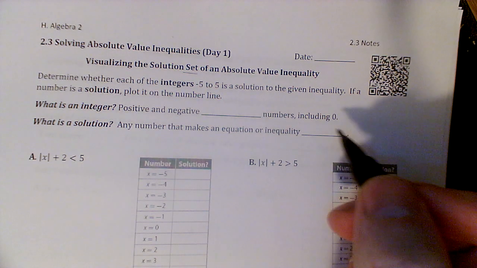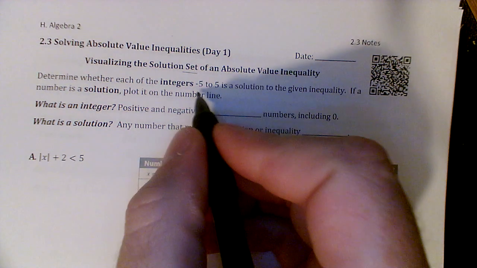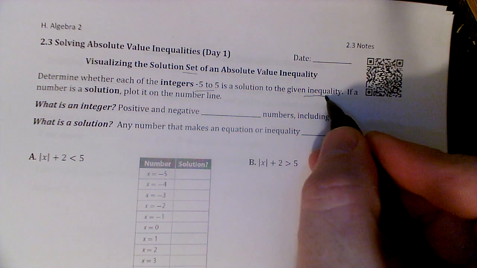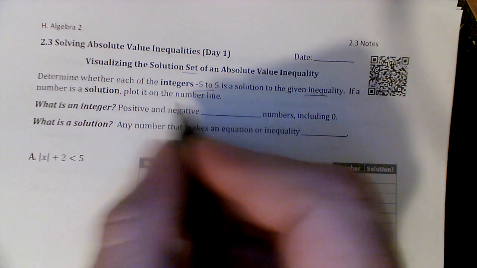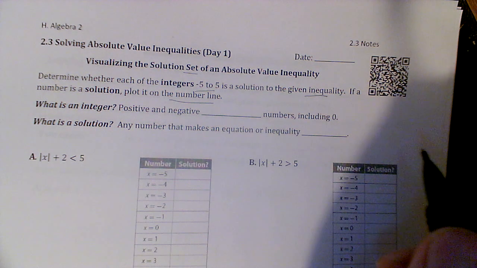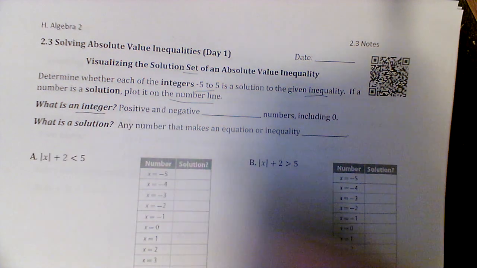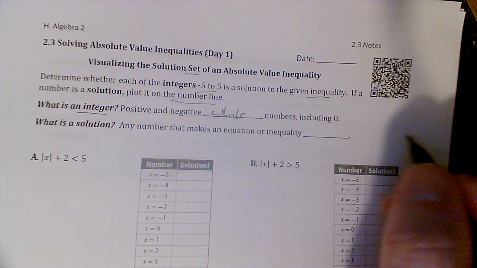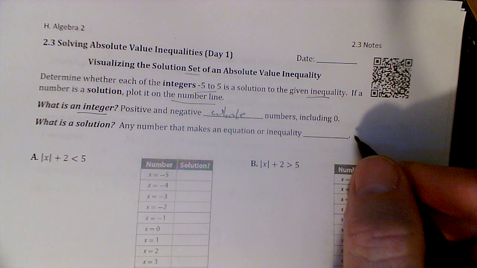Absolute value inequalities. Determine whether each of the integers -5 to 5 is a solution to the given inequalities. If the number is a solution, plot it on the number line. So only if it's a solution. We got to remember what an integer is. It's positive or negative whole numbers. So with this in mind, there's no decimals, no fractions, right?